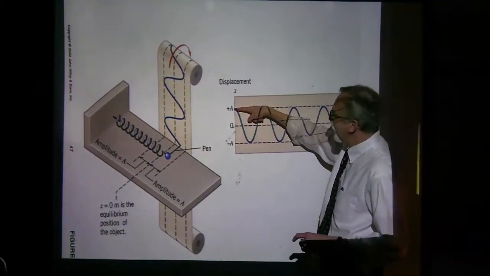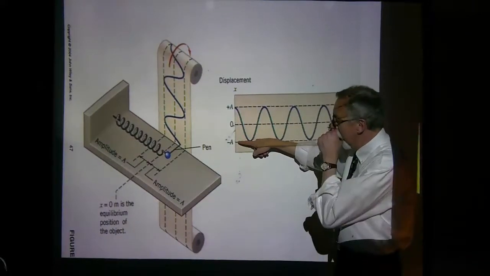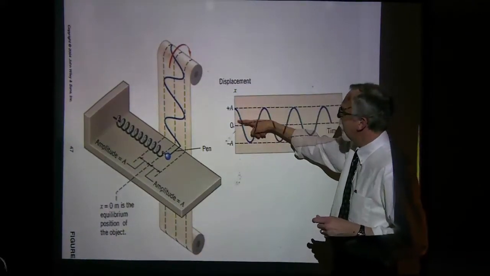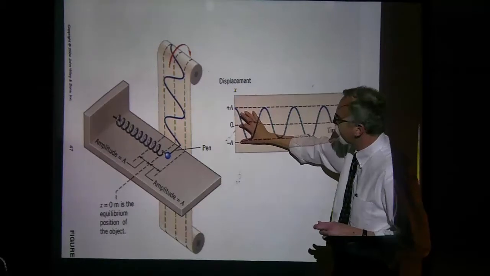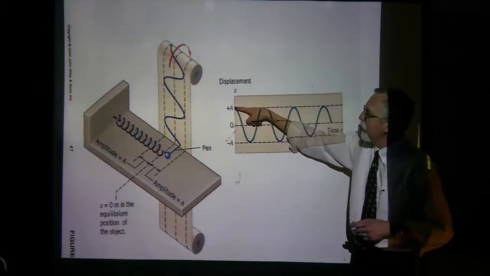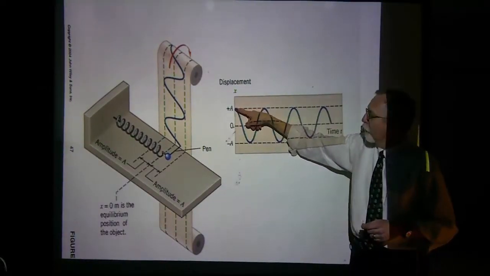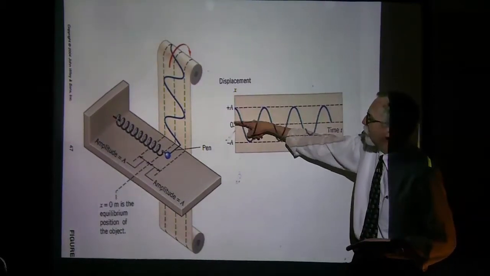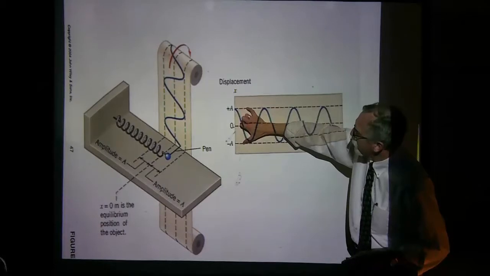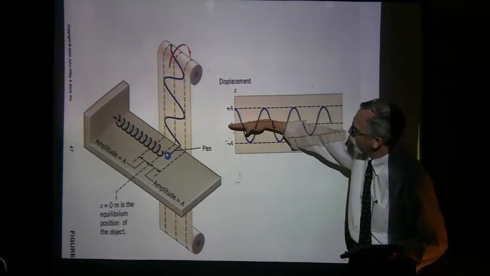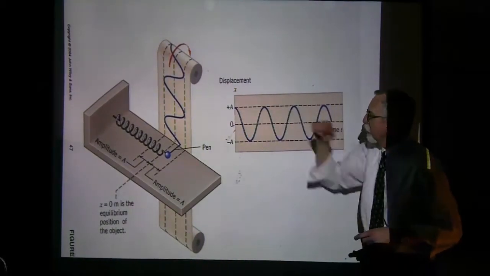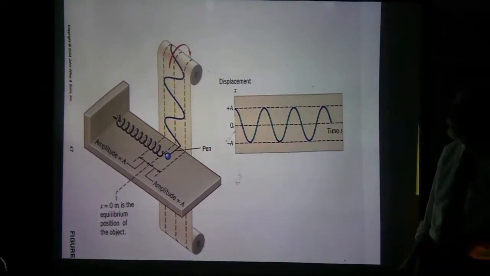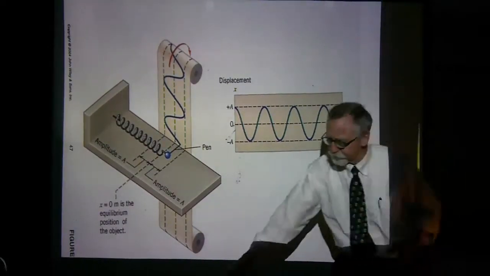It'll go up to a maximum of some value and a minimum of some value that are actually the same distance from the equilibrium. We'll call this distance A, and we'll refer to that as the amplitude of the motion. So the amplitude is not the distance from maximum to minimum, but it's actually from equilibrium to maximum. So that's going to be our amplitude A of the motion.